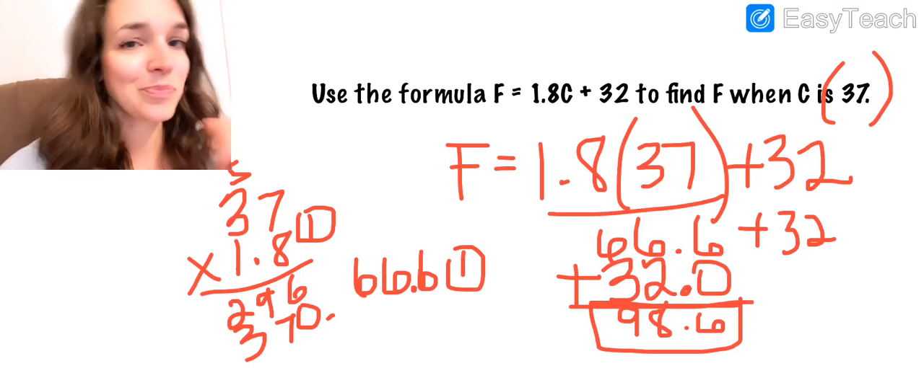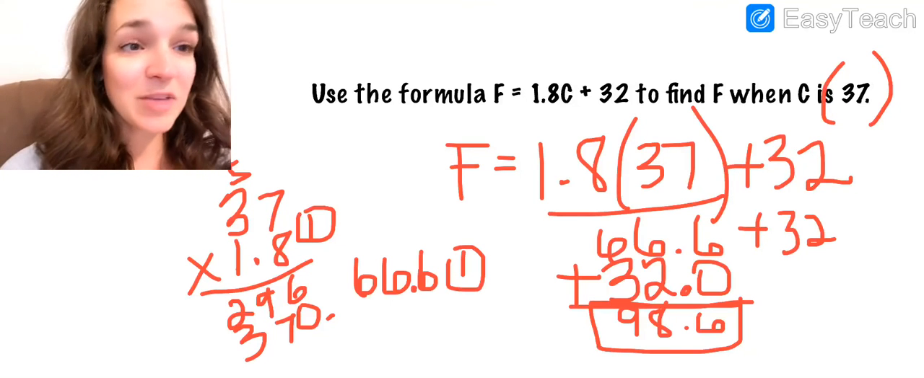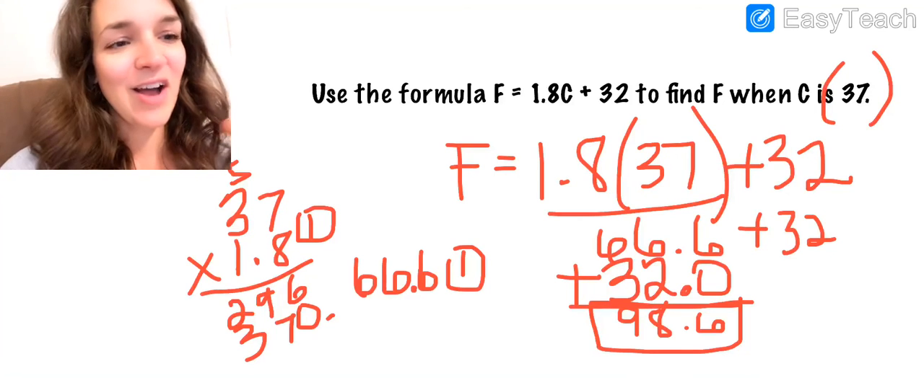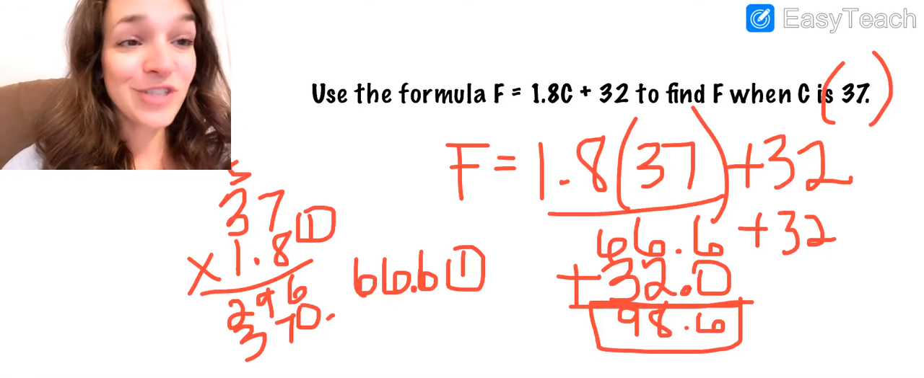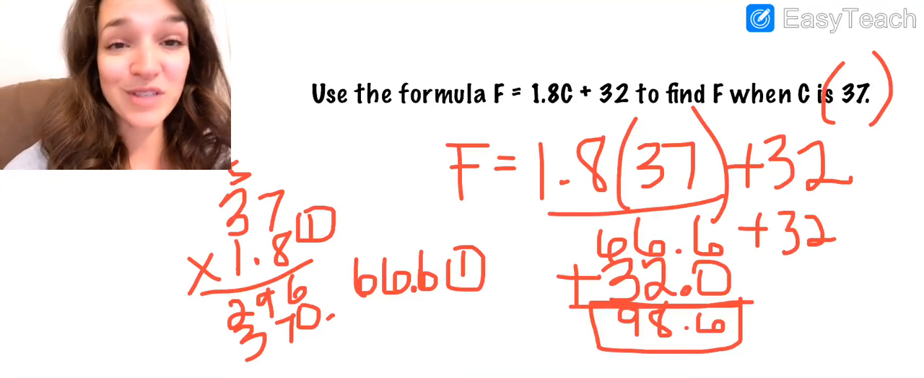98.6 degrees, which is actually normal body temperature. Imagine that. So that means your normal body temperature is 37 degrees Celsius. Go figure. All right, that's it, guys. You just literally take that formula they give you, plop in the value they give you, or values for the variables, solve for what's missing.